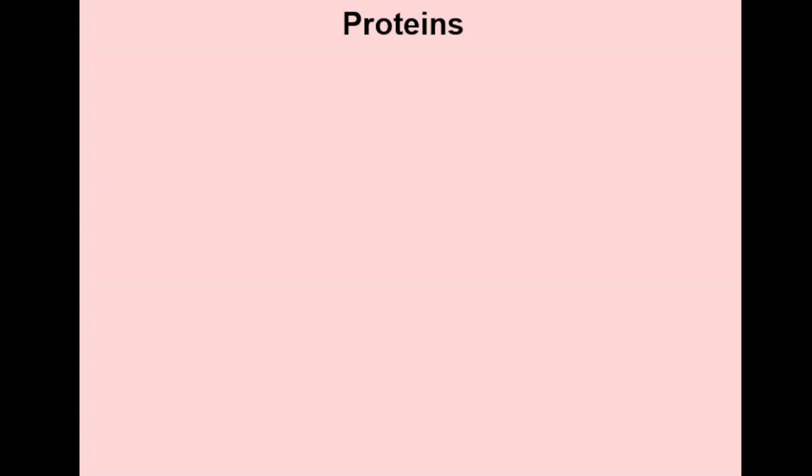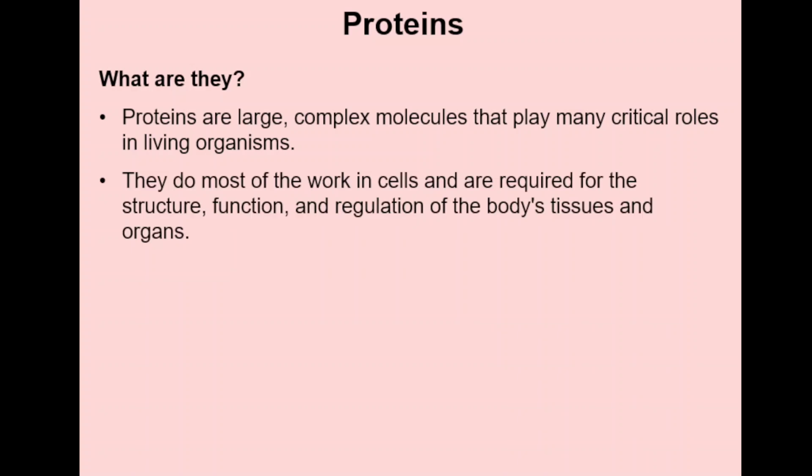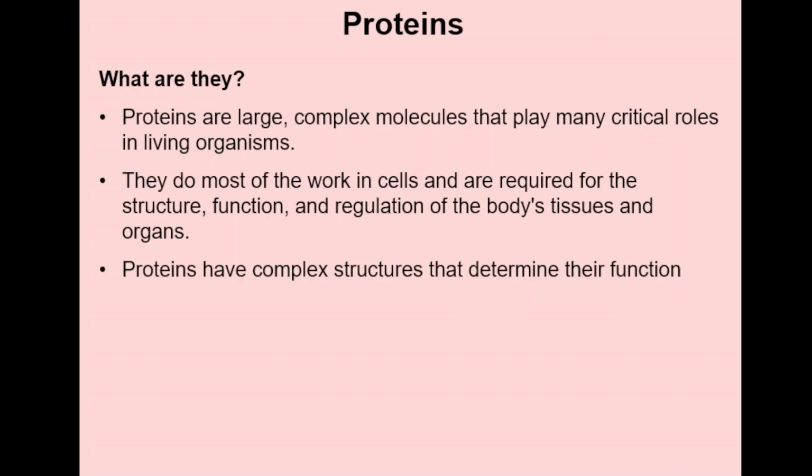Okay, so the last of our groups then, or classes of organic compound, are the proteins. So follow the same pattern. What are they? Okay, so proteins are large complex molecules that play many critical roles in living organisms. They do most of the work in cells and are required for the structure, function, and regulation of the body's tissues and organs. So the role of proteins in living organisms are diverse, varied, and they do pretty much everything. So I've got on the next slide, I'll show you the table of some examples.